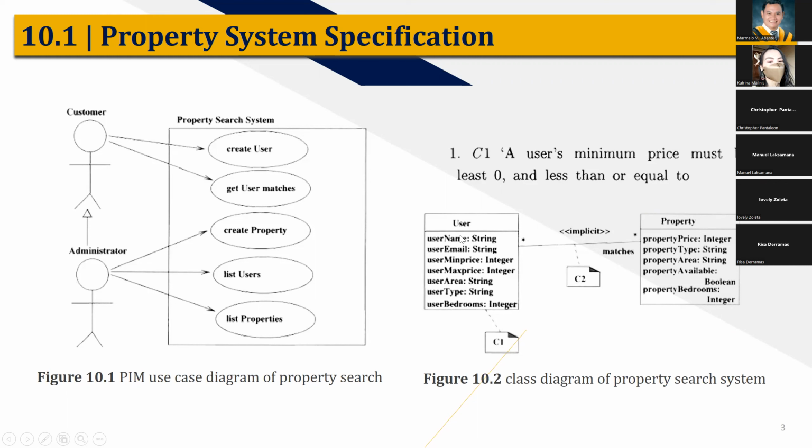In these sections, you can see the user strings and properties, and also the property price as an integer. This is the variable representation, whether numeric, integer, variable, or characters. So the property price should be integer. For the type, it should be string. Property area is string, alphanumeric characters. The property availability is Boolean.